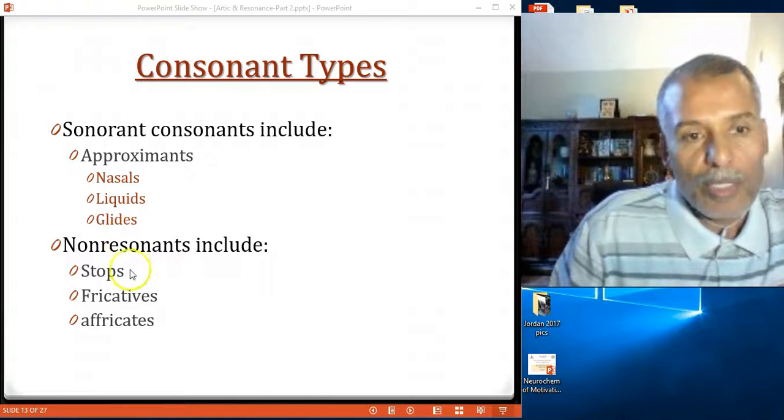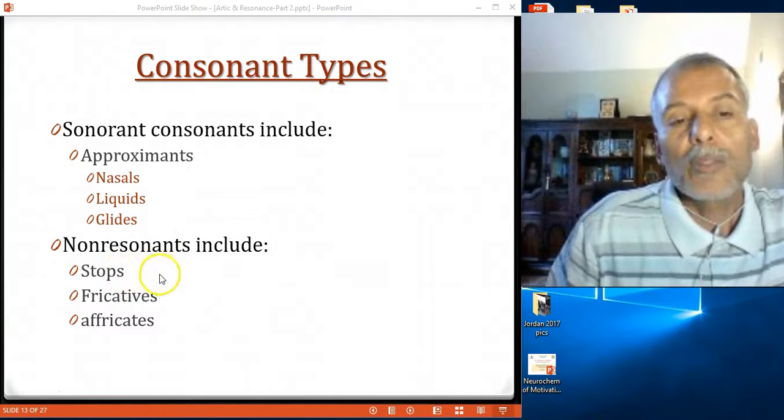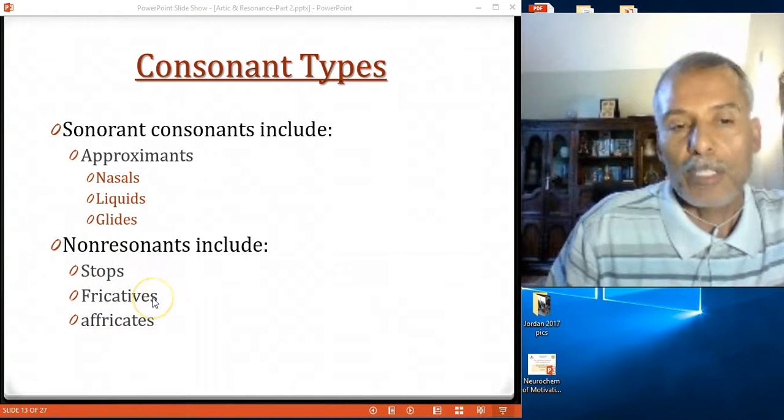And then you go to the non-resonant sounds. These come in 3 categories and 2 categories. The first 2 are the major categories. The second category is a combination of stops and fricatives. So let's go and see what they look like.